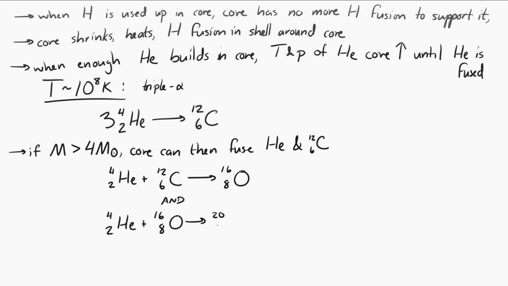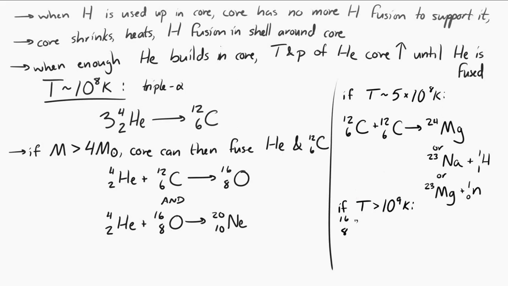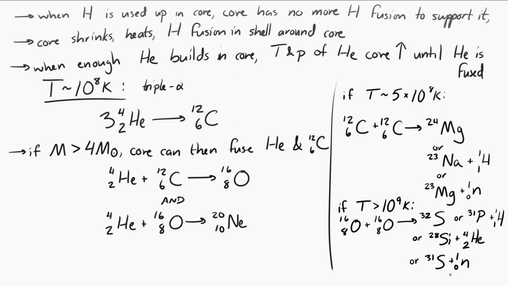And if the temperature gets to 500 million Kelvin, then it can even fuse 2 carbons together to form magnesium-24, or sodium-23 plus a hydrogen, or magnesium-23 plus a neutron. Or if the temperature can get all the way up to 1 billion Kelvin, it can fuse 2 oxygens together to form sulfur-32, or phosphorus-31 plus a hydrogen, or silicon-28 plus a helium, or sulfur-31 plus a neutron, and so on and so on and so on. The point is that in the cores of stars, progressively larger elements are formed through fusion.